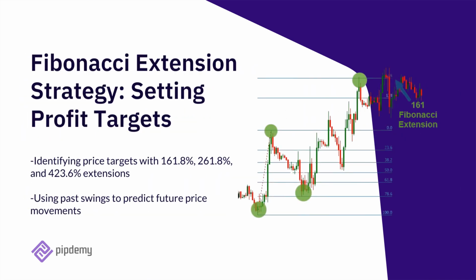Want to know how far a price move might go? Fibonacci extensions help traders predict take-profit levels based on previous price swings. 161.8% extension, a common target for the first profit level. 261.8% and 423.6% extensions, used in strong trends for maximizing gains. By combining extensions with other technical tools, traders can lock in profits with confidence.